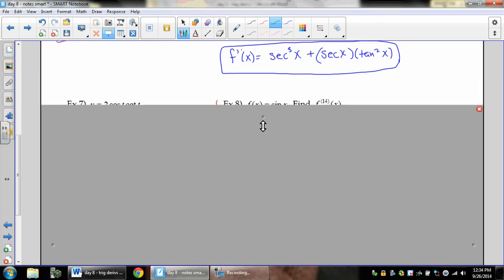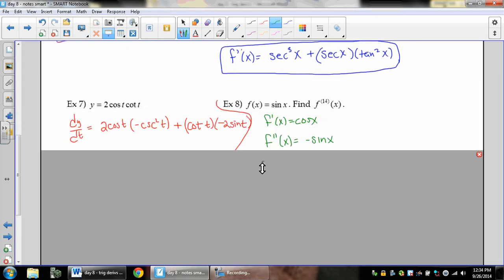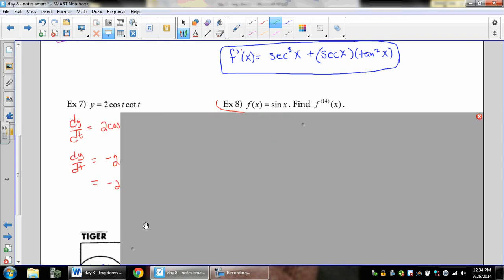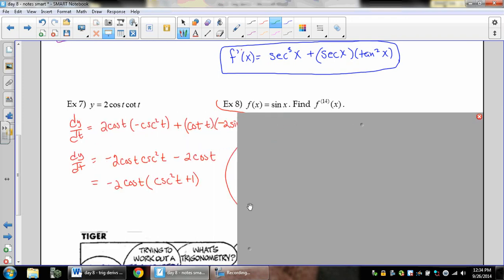All right. Like I said, quick, I'm going through these here. Number 7 and number 8 I really want to talk about, so we'll do these kind of one at a time. Number 7, we have another product rule. Okay, and if we take a peek at number 7 here, my derivative, 2 cosine times negative cosecant squared plus cotangent times negative 2 sine t.